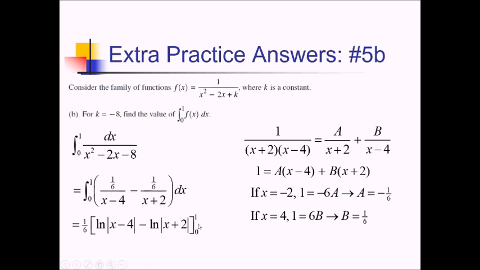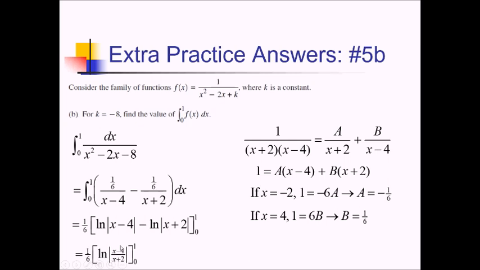Still evaluating from 0 to 1. Before I do that, though, let me just merge these together into one big log. Since I'm subtracting these, I can divide the stuff inside. So this is just ln of x minus 4 over x plus 2. Still leave that absolute value around just to be on the safe side.